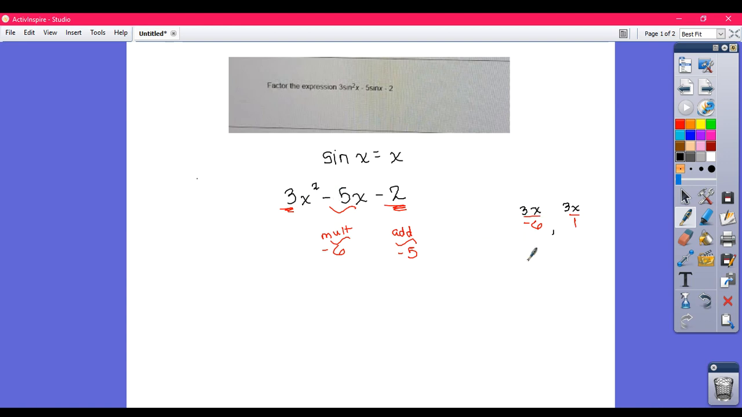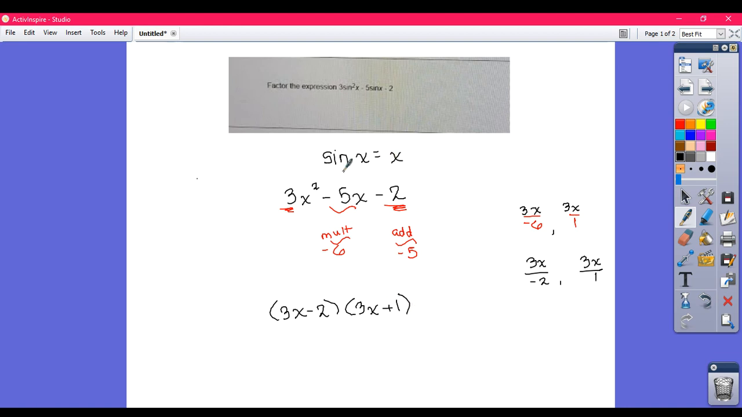So if I reduce this, this will give me 3x over negative 2. And this one will give me 3x over 1. So the first fraction represents the first parentheses, which will say 3x minus 2. The second fraction represents the second parentheses, which will say 3x plus 1.